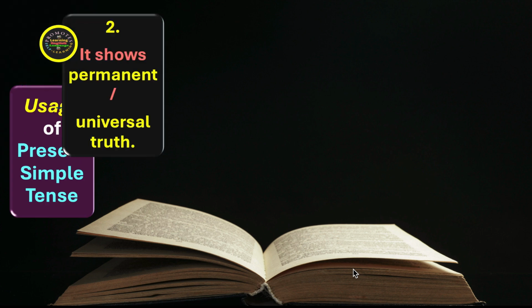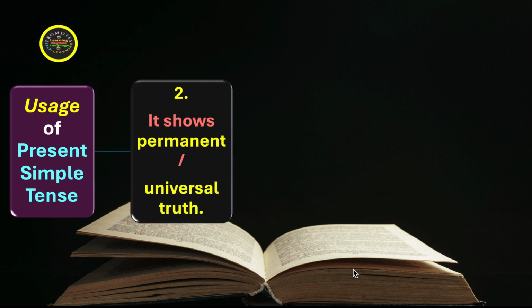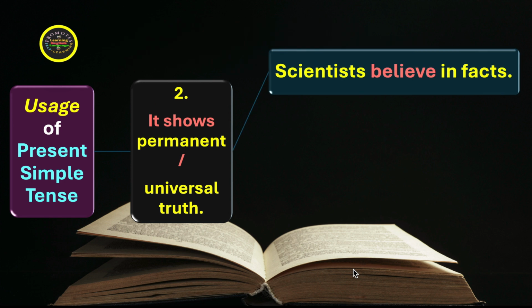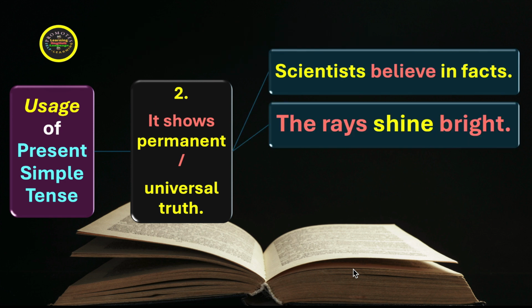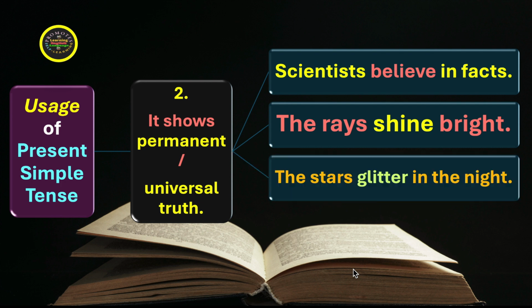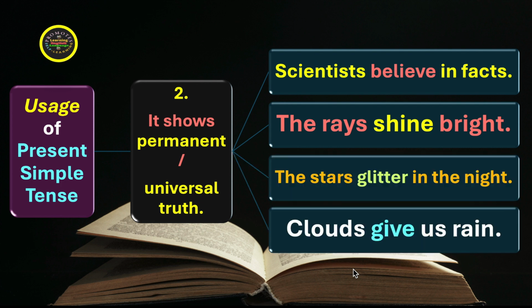We have the next idea in this direction, usage of present simple tense. And the second point is it shows permanent or universal truth. Truth that is permanent. Facts which are acknowledged by people all over the world. Universally accepted. That is why we call it universal truth. There is no conflict in accepting such facts. How? Look at the examples. Scientists believe in facts. Permanent. It's a universal truth. The rays shine bright. The stars glitter in the night. Clouds give us rain. All these examples refer to permanent or universal truth about facts.